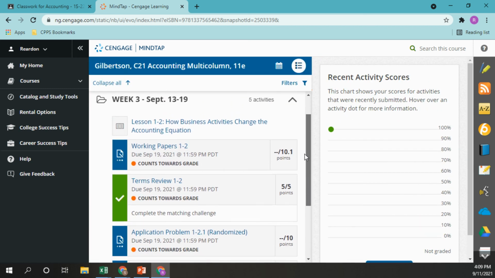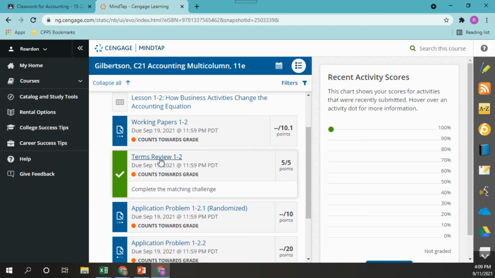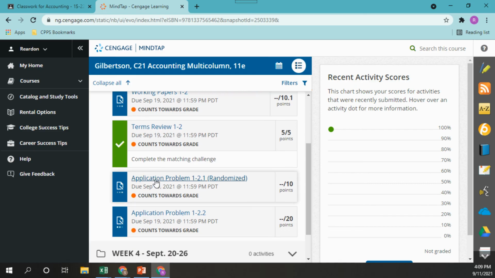So we have the on your own working papers. We have terms review. We have an application problem, which is essentially just balancing between assets equals liabilities plus owner's equity and doing some math around that. And then the application problem that I just introduced.